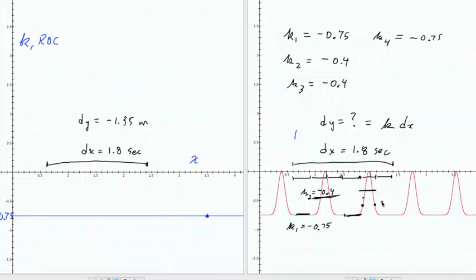Okay, so for K5, I'm saying negative 0.3. And then what about the last one? Negative 0.75 again. Now we've got 6 constant rates of change over intervals of 0.3 seconds.